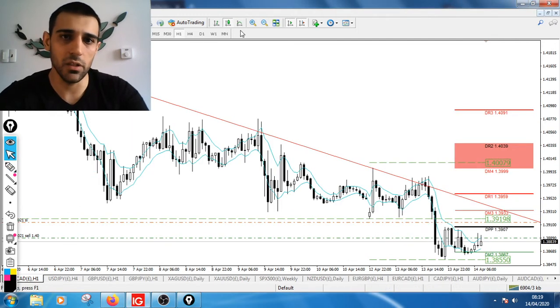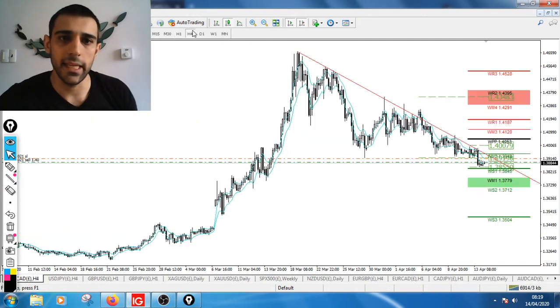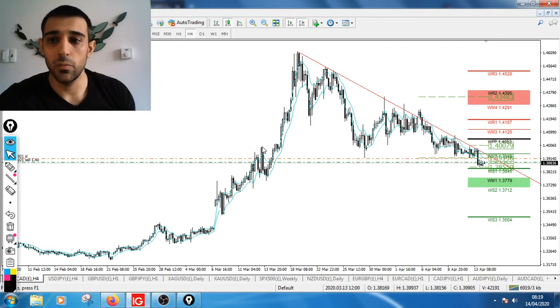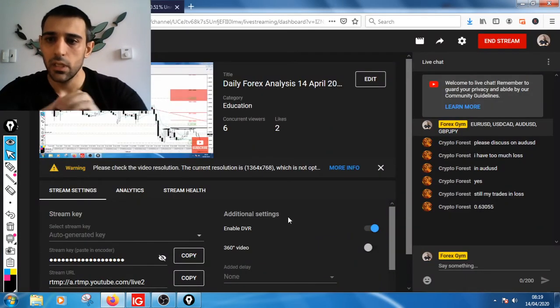So I already have a trade triggered, so I'm already in that trade. So we got these targets. Pretty much I already talked about this. Okay, let's move to the Aussie against the US dollar, and let's have the question.